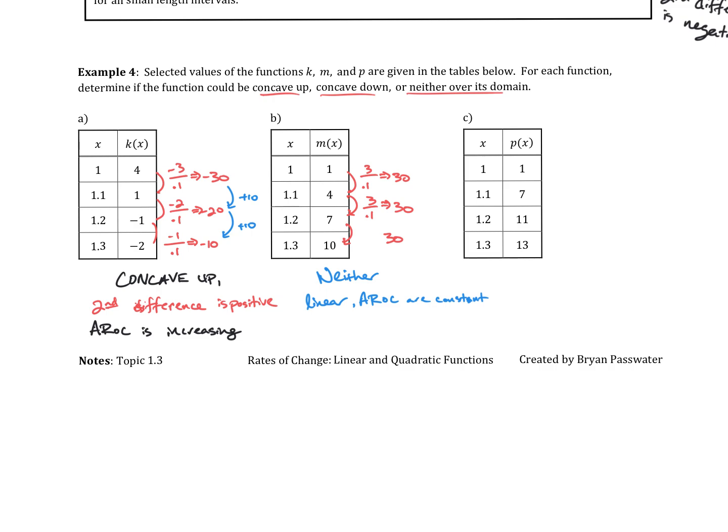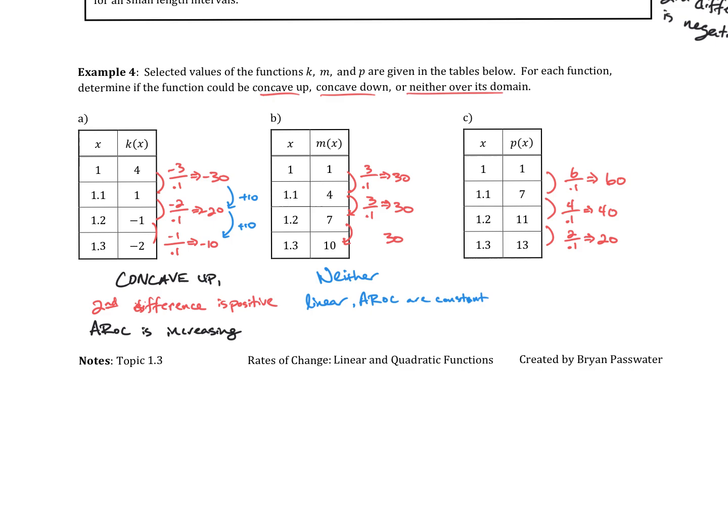All right, let's look at part C. So what's my change? 6 over what? 0.1, which is 60. All right, and then 7 to 11. How much we got? 4 over 0.1, which is 40. And then what do we got? 2 over 0.1, which is 20. Look how good you guys are doing at average rate of changes now. Gosh, it's like we practice.